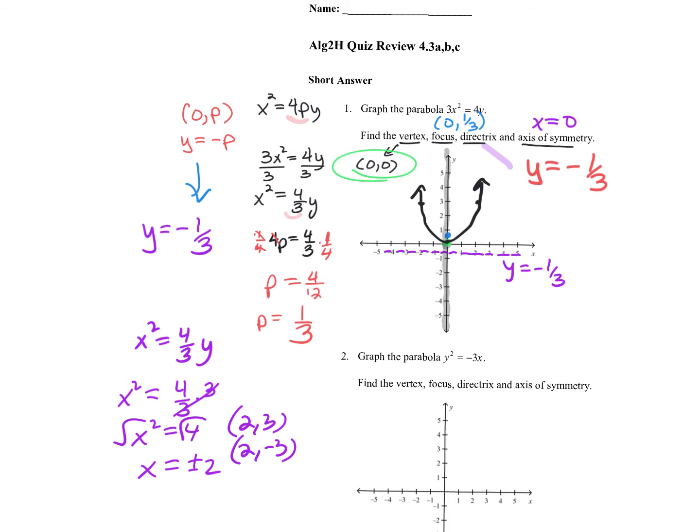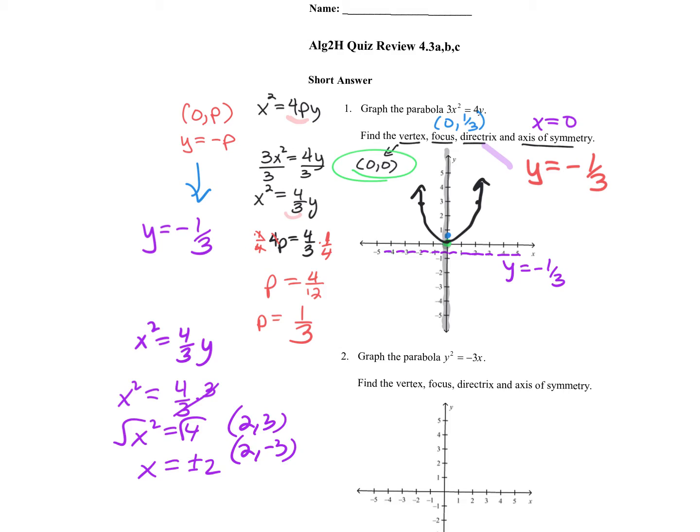So I've listed the vertex, 0, 0. I listed the focus, 0, 1/3. My directrix was y equals -1/3. My axis of symmetry was x equals 0. And then I graphed it. Now, number 2 is similar. So let me go ahead and jump down to one where the vertex is not at 0, 0.